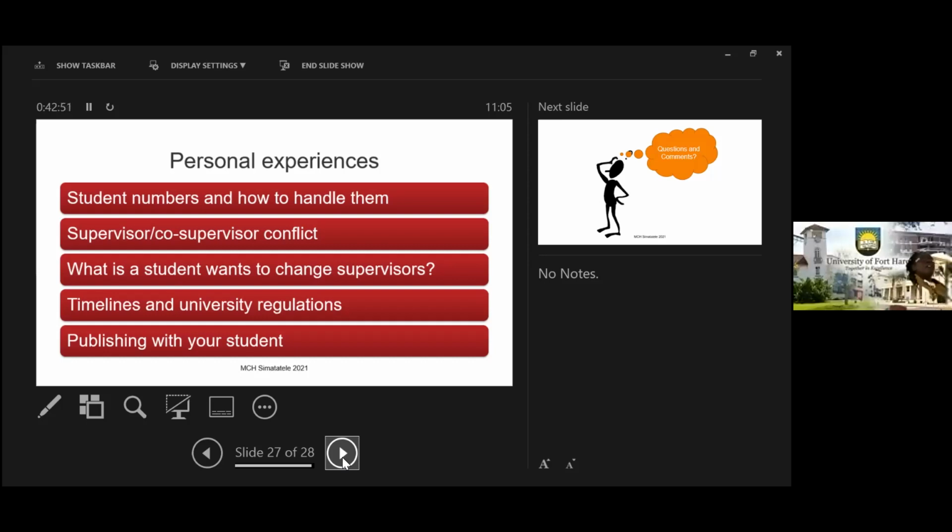Another thing that really helps me is that we coordinate our feedback when we're co-supervisors. I read the student's work and I send it to my colleague. I say, these are the comments I've made before we send it to the student. So that if there's something that we don't agree on, we resolve it, the two of us, before it goes to the student. That's very, very important.